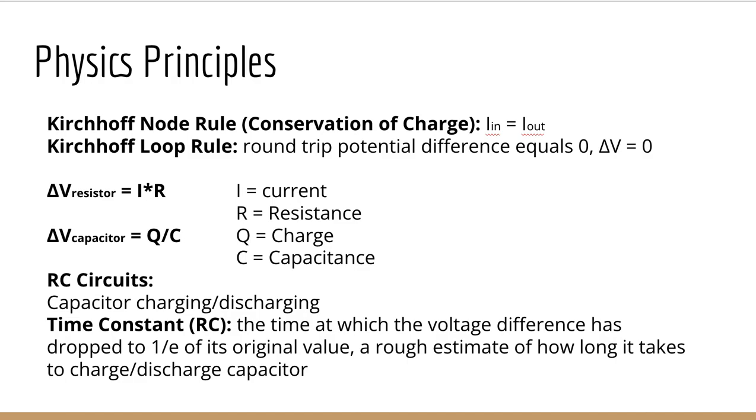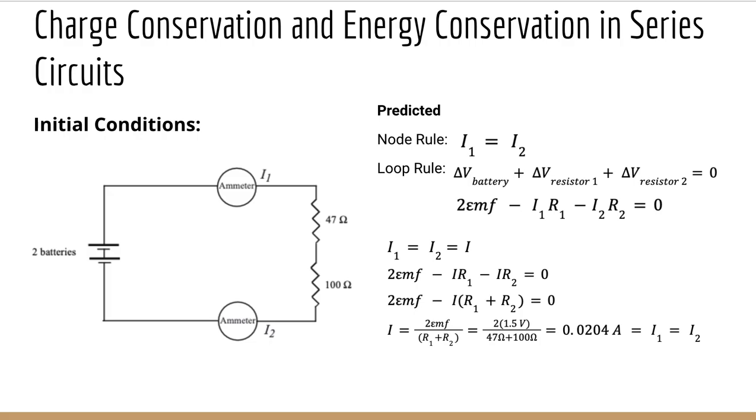So for the RC circuits, capacitors charging and discharging, the time constant is the time at which the voltage difference has dropped to 1 over e of its original value, which is a rough estimate of how long it takes to charge or discharge the capacitor. And the initial conditions for this experiment were shown on the left.